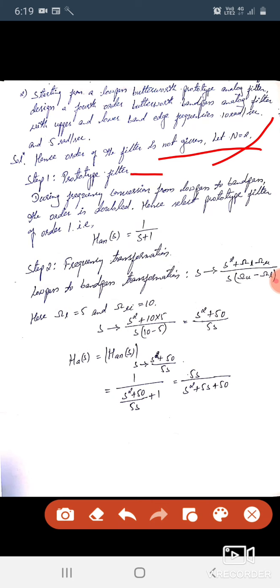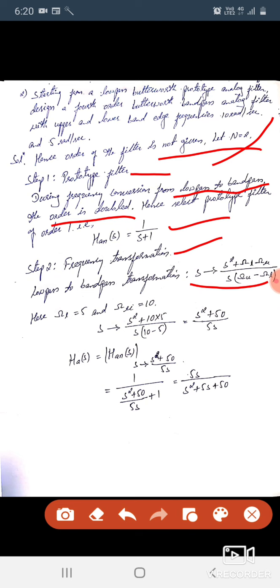Then step prototype filter: because we are going to transform from low pass to band pass, the order is going to be doubled. So select the transfer function Han(s) equals 1 by s plus 1. Then frequency transformation, these are all in the table. I think I already shared this, how the transformation goes. Just go through those once.